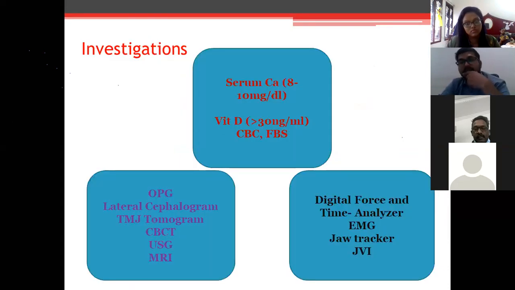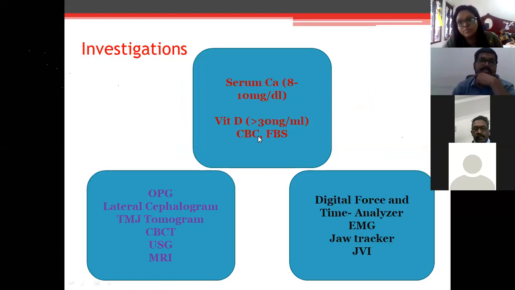For investigation of temporomandibular joint disorders, there are blood investigations. You should take serum calcium and vitamin D. Vitamin D is more important. If the patient doesn't have a proper vitamin D level, they have generalized pain. Another important thing is that you check the blood glucose level. When the blood glucose level is very low, the cells don't have enough energy, so wherever you palpate, the patient may complain of pain.